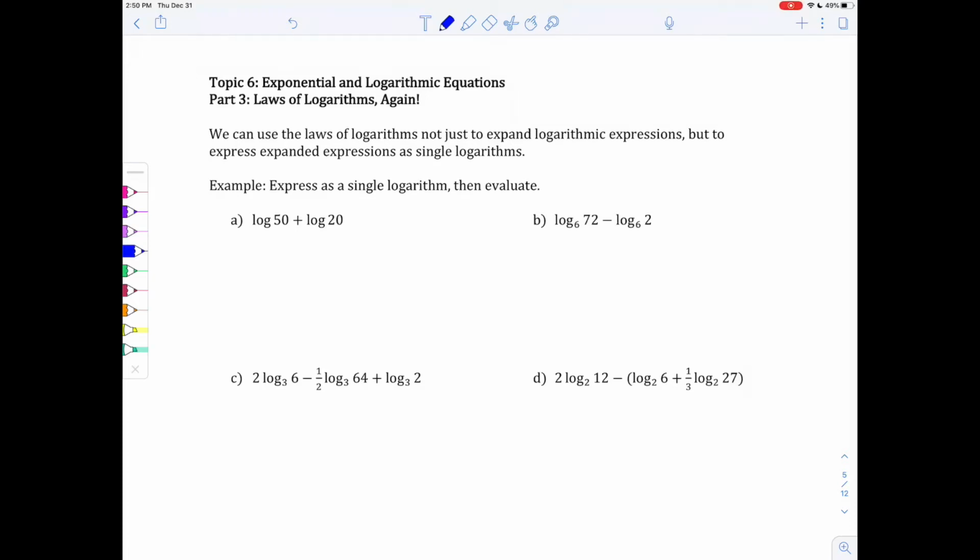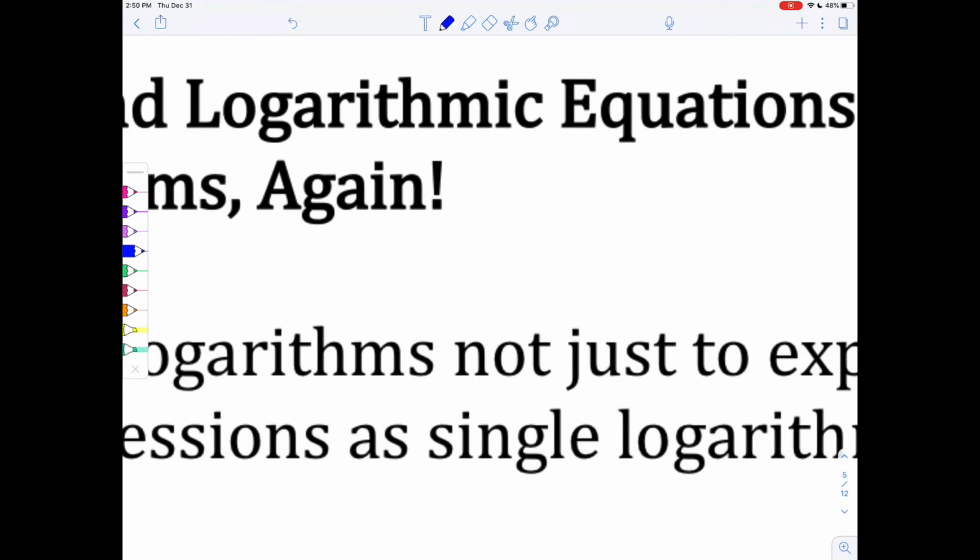Oh, good day. What brings you by here? It's probably math. Well, that's why I'm here too, and we're going to look at the laws of logarithms again!